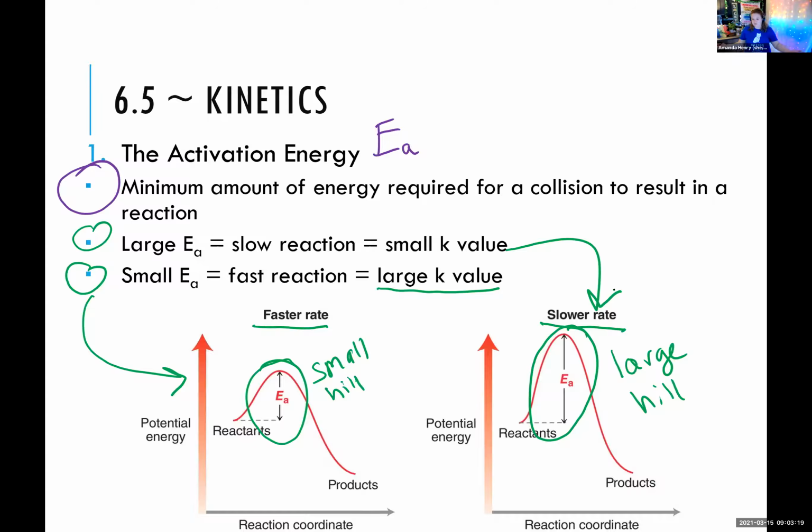So this is usually a comparison thing. If you were given 4 graphs, you could say which reaction is the slowest and which reaction is the fastest, based off of the height of those hills. But with just one reaction, you could say this is the activation energy, but you couldn't really use the words slow or fast to describe it. So that's the first thing that affects the speed of the reaction.